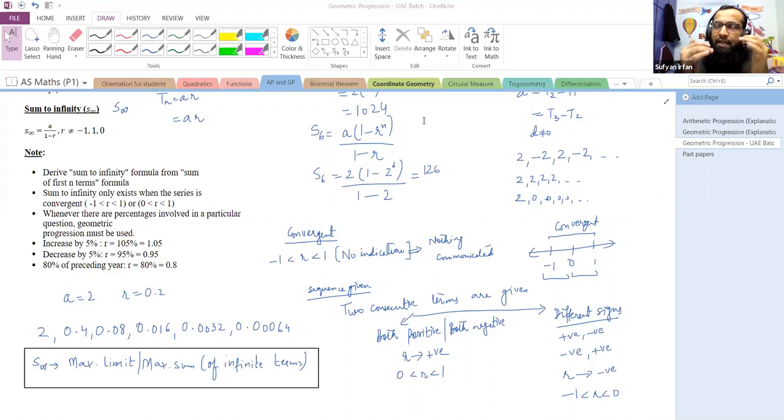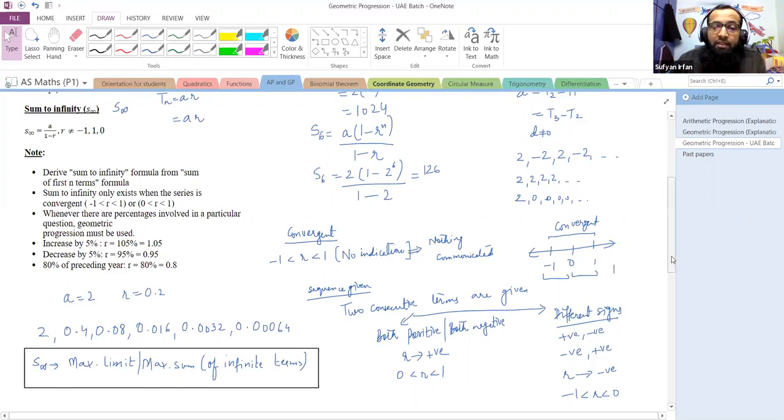Wait, let's think again. If we have 50 terms, we have a certain sum, right? Then if we have 60 terms, our mind says the sum will be greater. If we have 70 terms, the sum will be greater. And as the number of terms increases, the sum will definitely increase. But for a convergent geometric series, there's a limit to where we can increase our sum. And when a particular limit is reached, the sum will never increase beyond that.